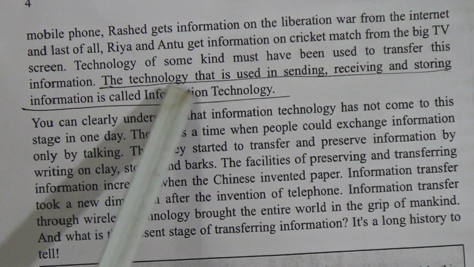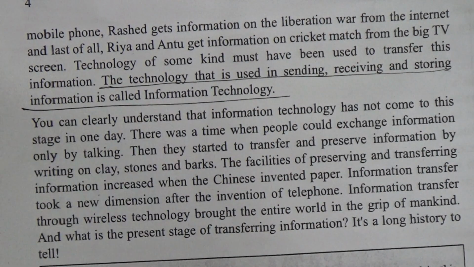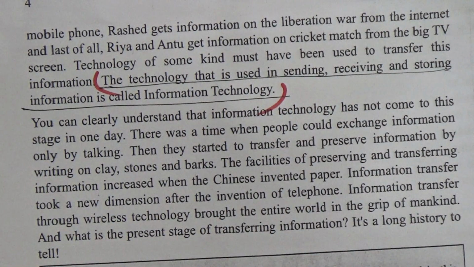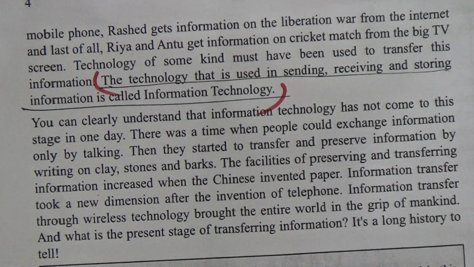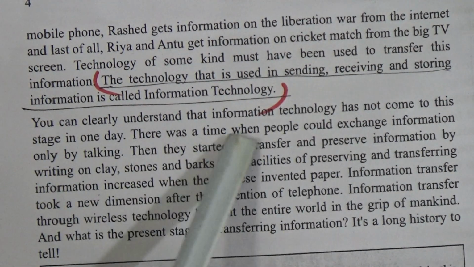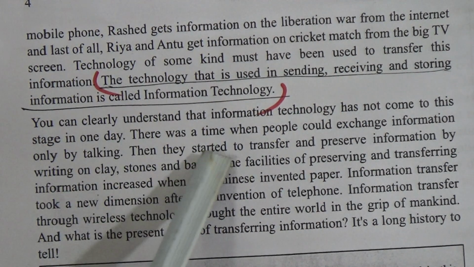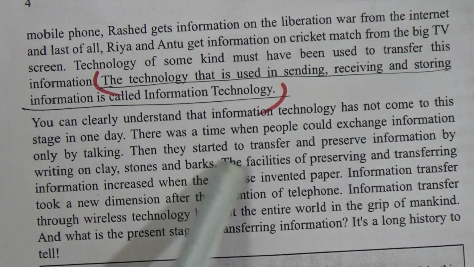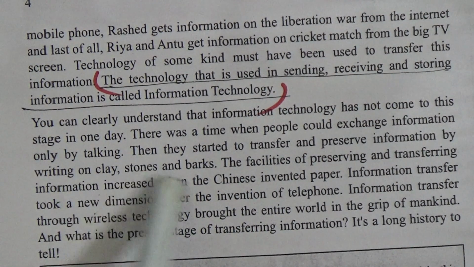Okay, the technology that is used in sending, receiving and storing information is called information technology. So, what is information technology? Technology that is used in sending, receiving and storing information is called IT, information technology. You can clearly understand that information technology has not come to this stage in one day. There was a time when people could exchange information only by speaking. Then they started to transfer and preserve information by writing on clay, stones and barks.